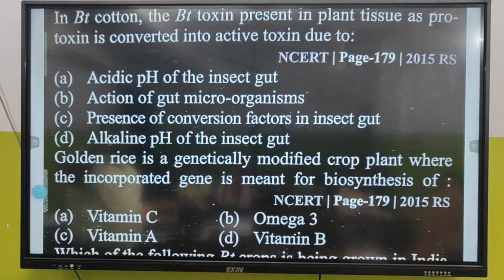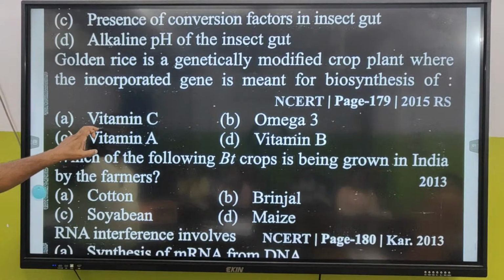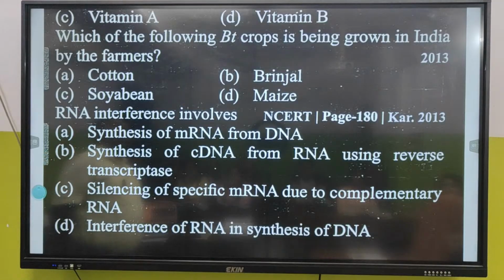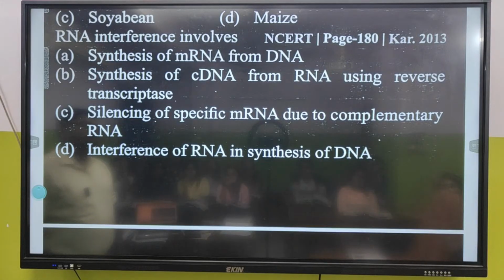Say it, done. Alkaline pH of the insect gut. Golden rice, vitamin A. Which of the following Bt crops is being grown in India? Cotton. RNA interference involves? Read properly.